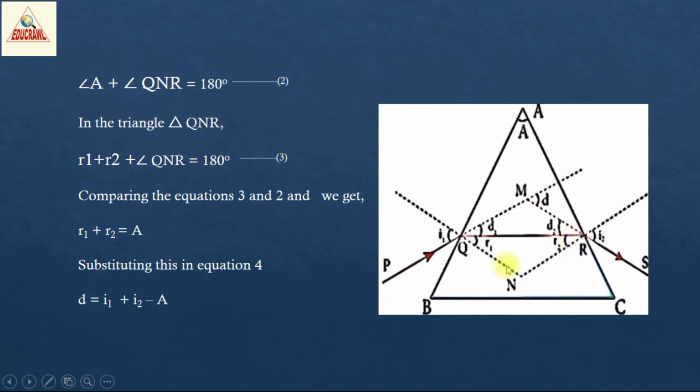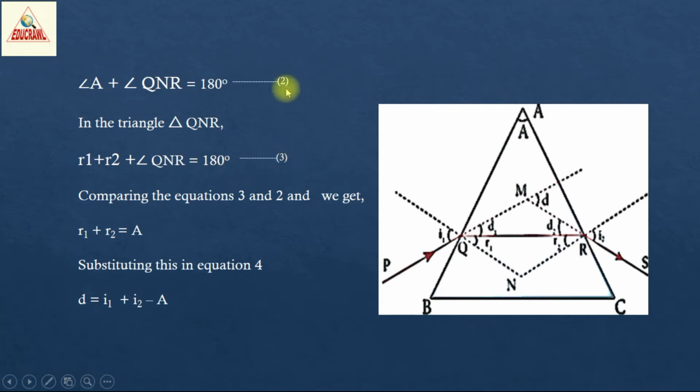QNR. Follow my pointer. You can see the triangle QNR. You know the angle sum in a triangle is also 180. So this angle N, N means normal, will be 90. The remaining two angles, that is R1 plus R2 plus angle QNR, should be equal to 180. Keep this equation as 3.